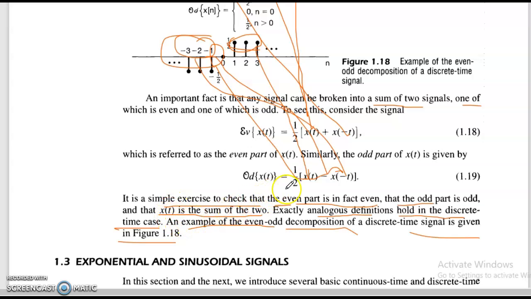The simple exercise is to check that the even part is in fact even, that the odd part is odd, and that x of t is the sum of the two. Each is 50% of the total. Exactly analogous definitions hold in the discrete time case. An example of the even-odd decomposition of a discrete time signal is given in figure 1.18.